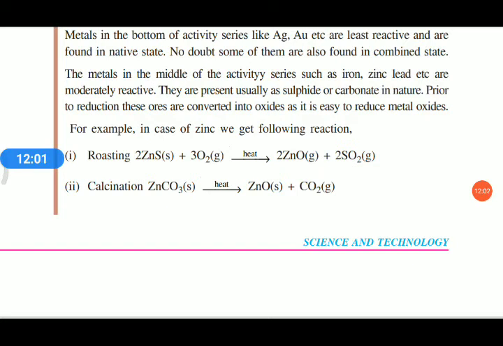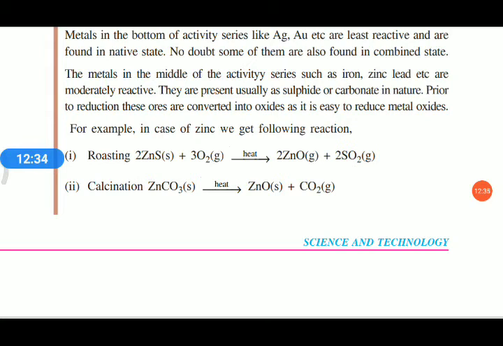For example, we take ZnS, zinc sulfide, in a container and heat it without closing its lid. That means in open air. We get ZnS plus 3O2 gives 2ZnO plus 2SO2. SO2 is sulfur dioxide gas. Then we get zinc oxide, ZnO.